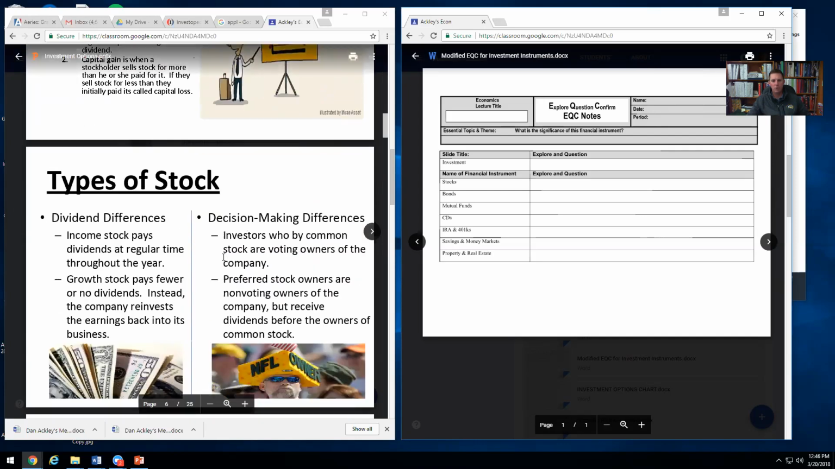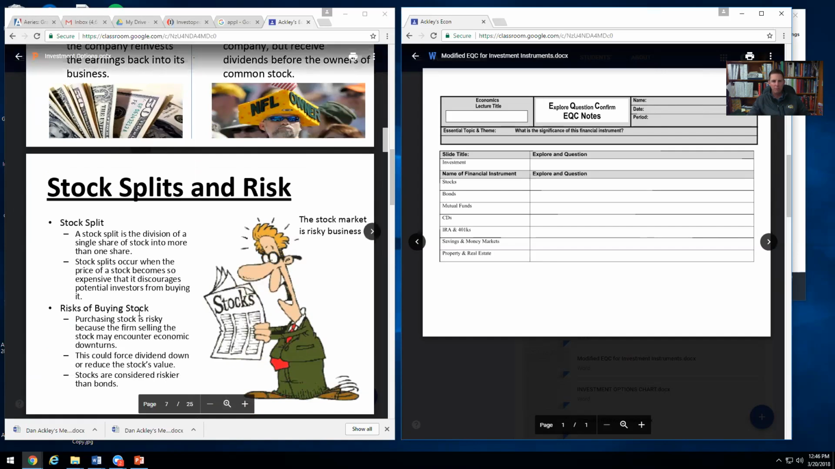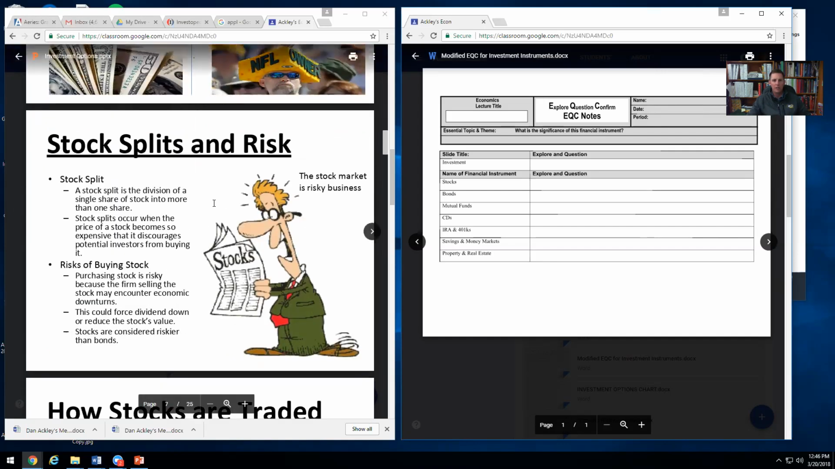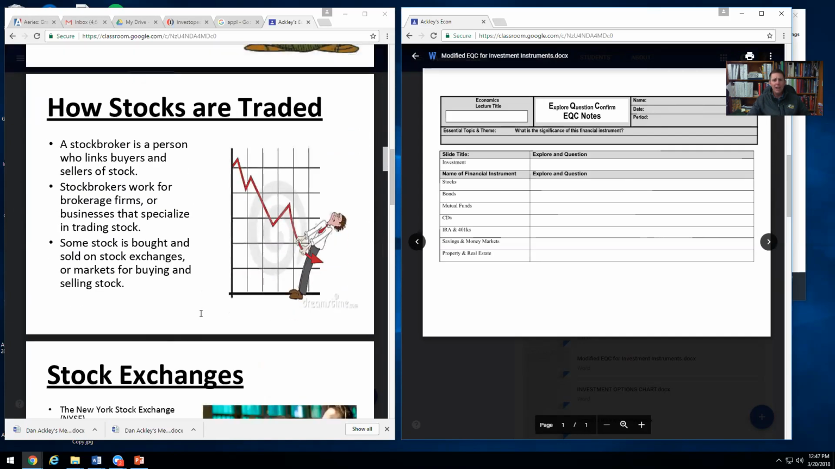I'd like you to continue some notes on that. And stock splits, the different level of risk of buying and selling stocks and whatnot. Taking a look at that, again continuing to expand your notes in this section here. And then finally, how stocks are traded.